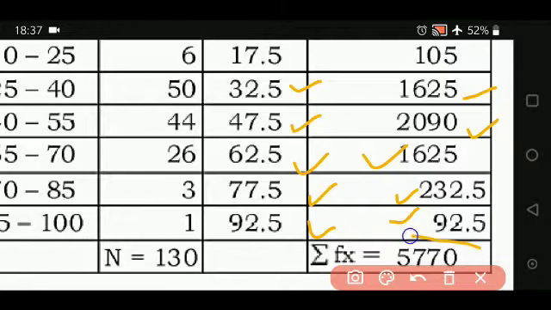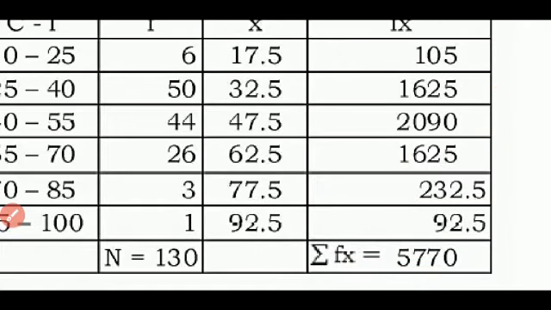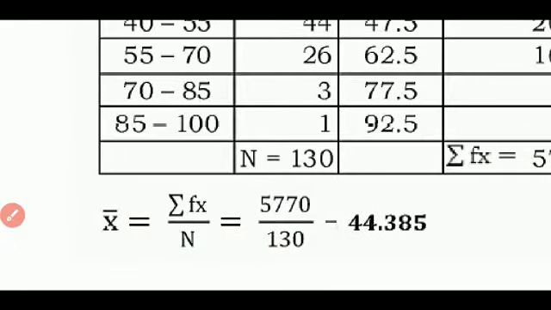You're going to do the total and the total is 5770. Once you do the total, you're going to apply x bar is equal to summation fx upon capital N. That is nothing but 5770 divided by 130 is equal to 44.385.